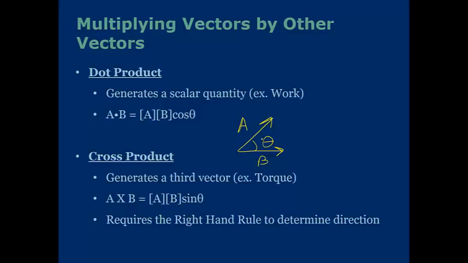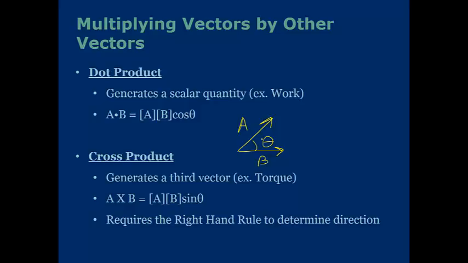For the right-hand rule with vectors, you take your vector A and line it up with your index finger. Then take your palm and line it up with vector B. Whatever your thumb is pointing to is where the A cross B vector would be pointing.